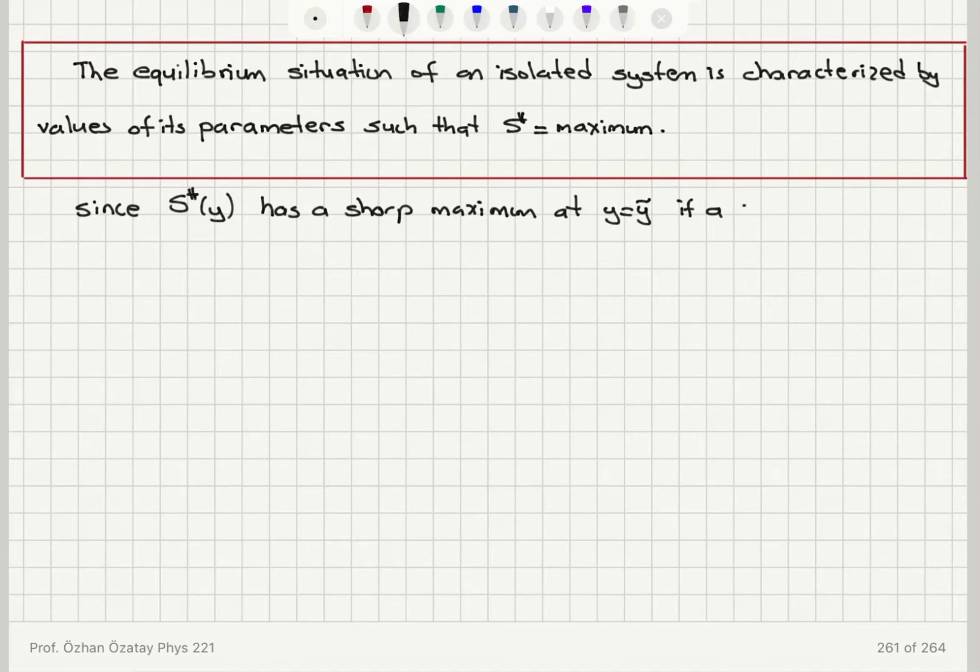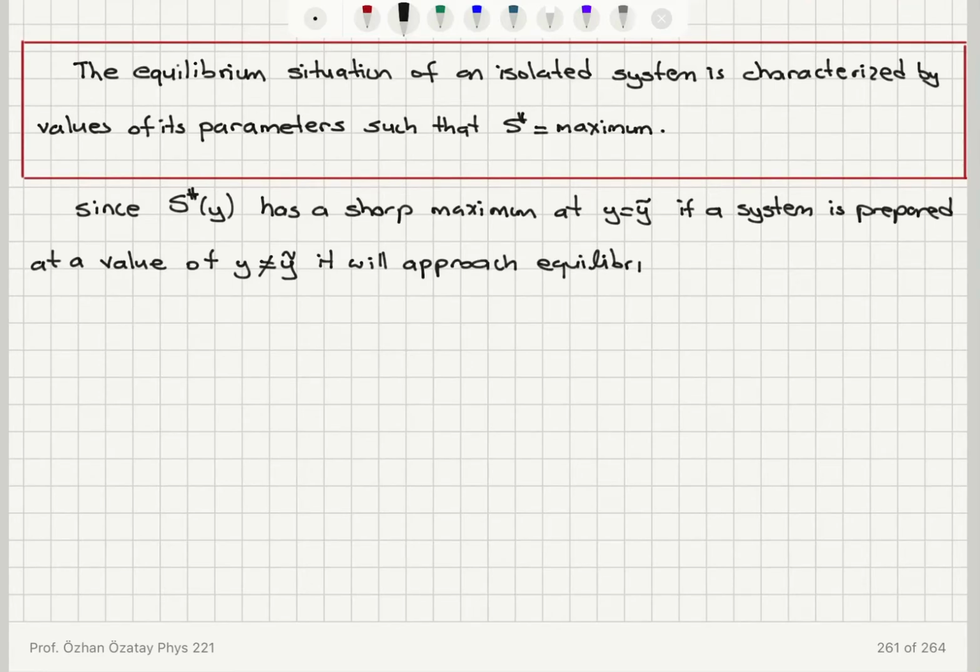If we prepare this system at a macro state with a corresponding value of y that is not equal to its most probable value, then it will approach the equilibrium, and that will correspond to an increase in the entropy. So y is going to approach y tilde, and at the same time we will see that the change in the entropy will be greater than or equal to 0 for approach to equilibrium.